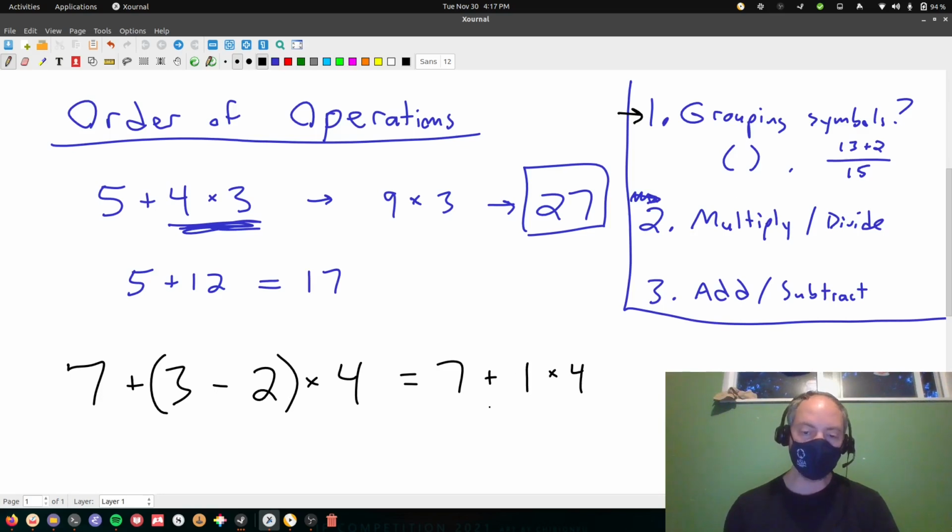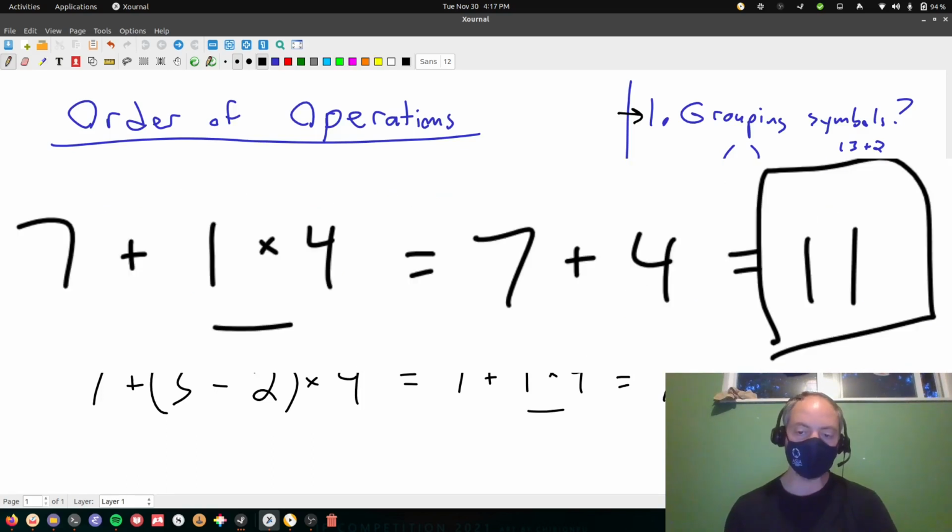Okay, now I need to check. Grouping symbols are all gone. Now I need to check, is there any multiplication? Yes, there is. So I got to do this part next. That's going to mean it becomes 7 plus 4. Now I can do the adding or subtracting. Done deal. It's 11. Finished.